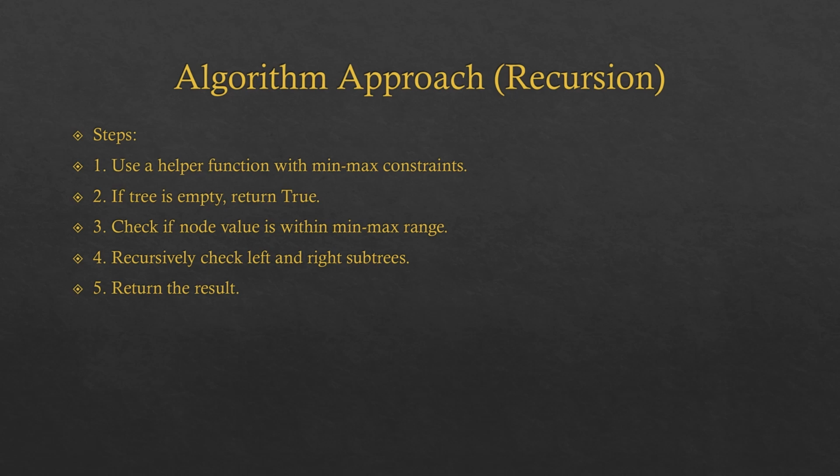How do we verify whether a given tree is a BST? The approach is simple. We use a helper function with minimum and maximum constraints. If the tree is empty, it is considered a BST. Next, we check whether the current node's value lies within the permissible range. Then we recursively validate the left and right subtrees, updating the constraints accordingly. If all conditions are met, the tree is a BST.